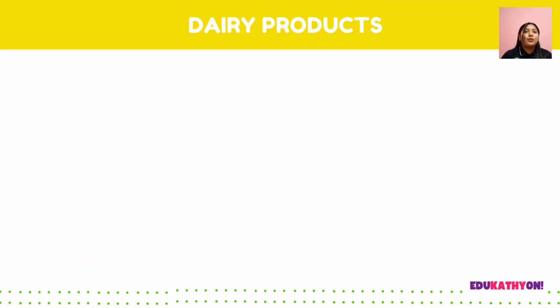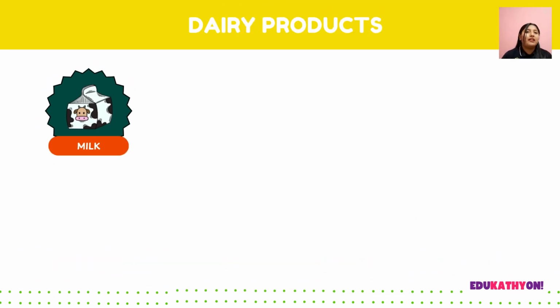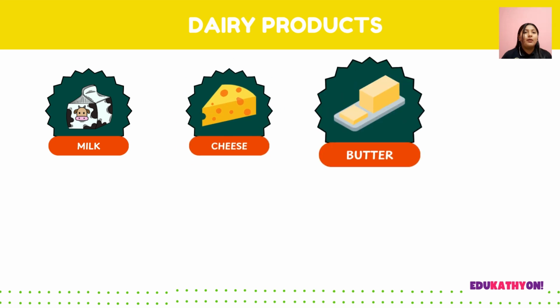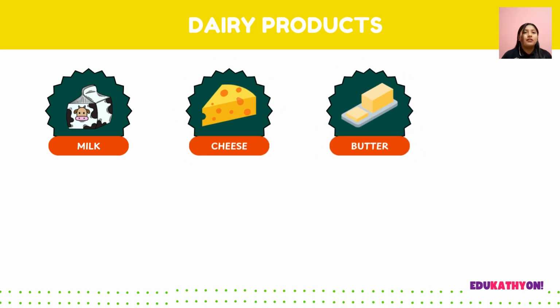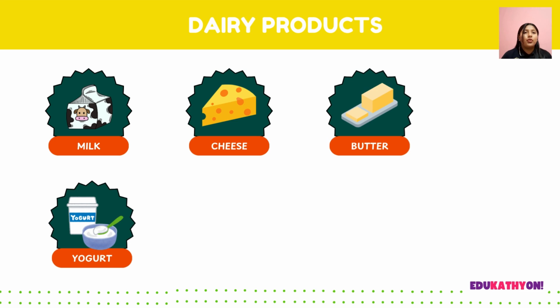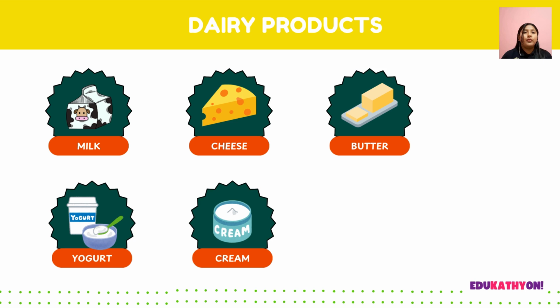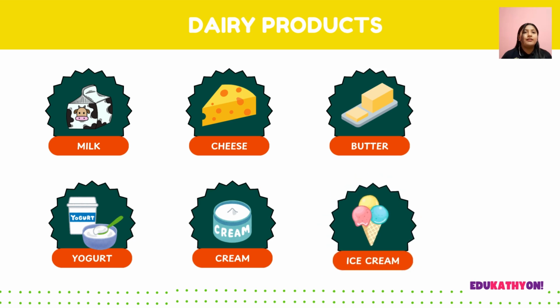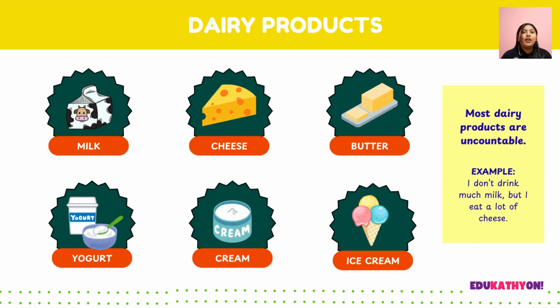Next is dairy products. We have milk, cheese, butter, yogurt, cream, ice cream. Well, most dairy products are uncountable. For example, you can say, I don't drink much milk, but I eat a lot of cheese.